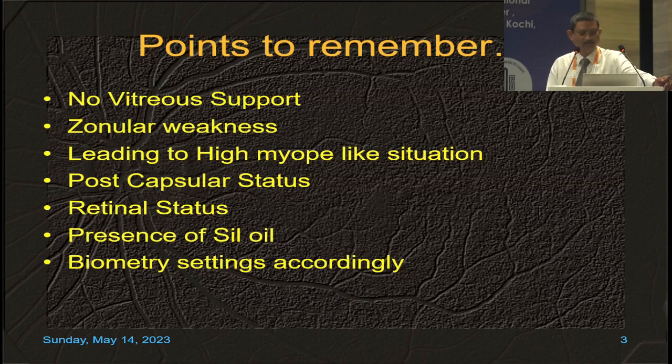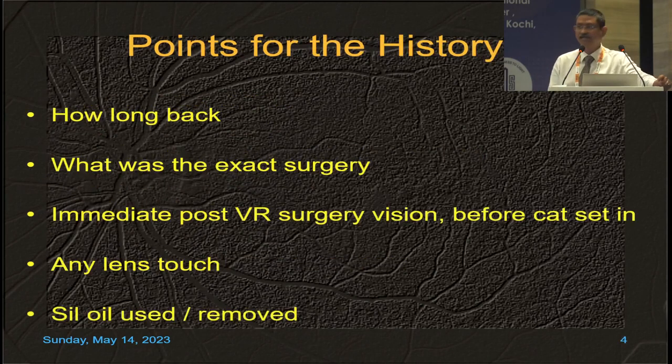There is always a possibility of multiple manipulations leading to zonular weakness. These two combined lead to a high myope-like condition because the AC goes down during this period. And we need to address the posterior capsular status, the retinal status, whether silicone oil is present or not, and the biometry setting accordingly. These are the basic points. If we remember to address these, then it becomes much easier.